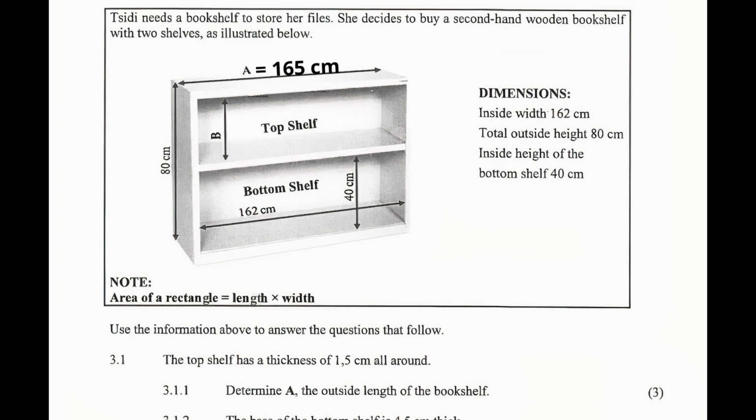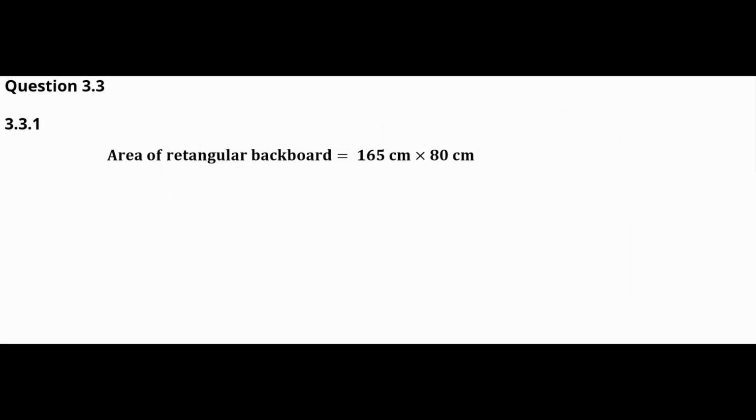When we remove the backboard from the shelf and place it on a flat surface for painting, the length of the backboard will be 165 centimeters. This value was calculated in question 3.1.1. The width of the backboard when placed on a flat surface will be 80 centimeters. This dimension corresponds to the height of the bookshelf. The area of the backboard is the length of 165 centimeters multiplied by the width of 80 centimeters, and this gives us an area of 13,200 square centimeters.